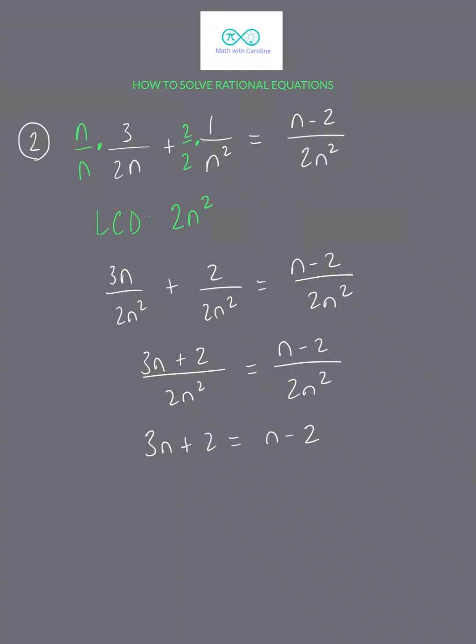So we'll subtract n on both sides, and we'll subtract 2 on both sides, and then we'll divide both sides by 2. And our answer is n equals -2. Very important to check and make sure that -2 for n would not make any of our denominators 0, because if it did, then we would have no solution. We can also plug it in to check our answer.